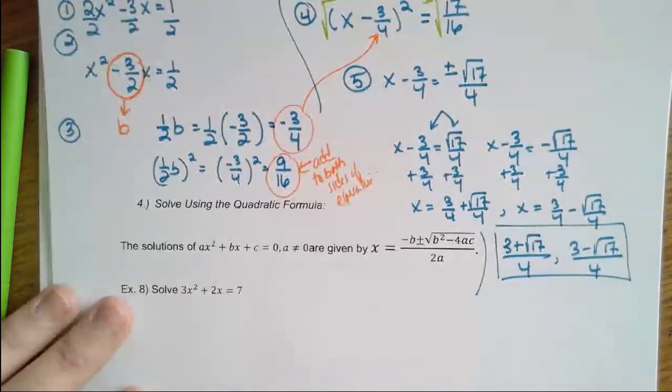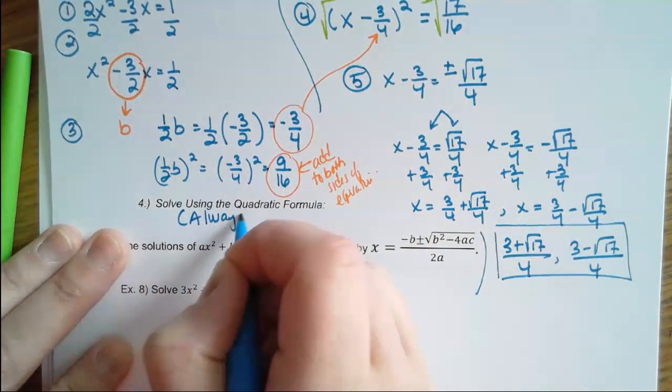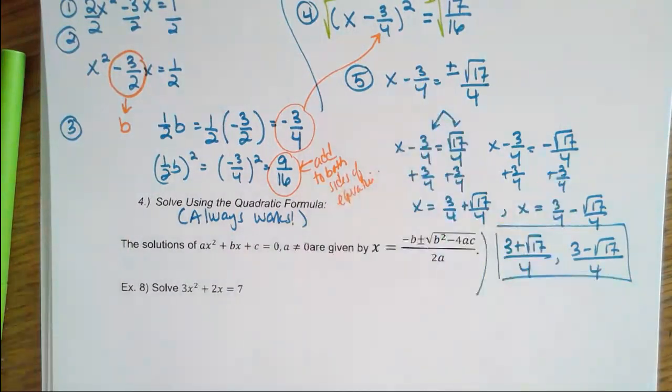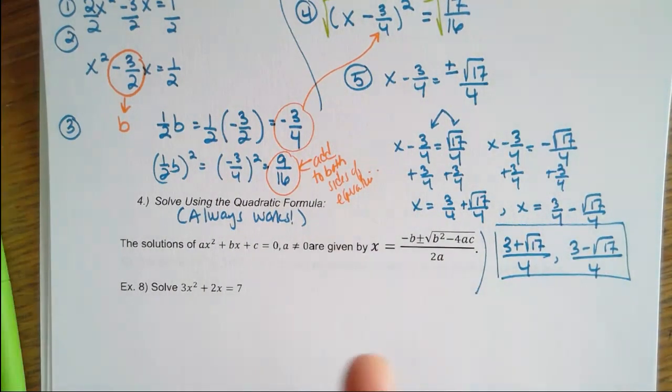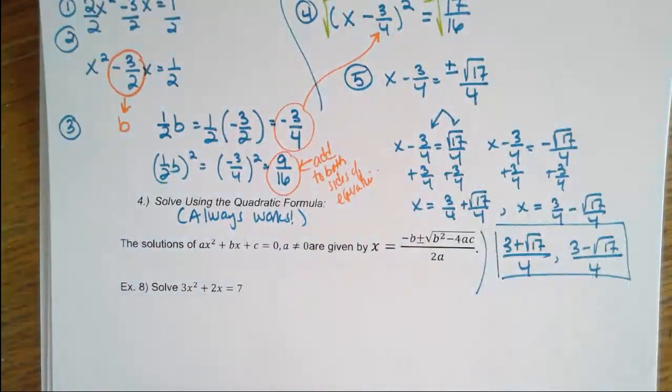Now, the fourth strategy is the quadratic formula, and this one always works as well. And it tends to be a lot faster than completing the square. So this tends to be a favorite of students because it does work. And what happens is it gives you a formula to plug into to solve for x. It is derived from the strategy that we just saw. So if you're interested in looking more about that, you can, but we're not going to worry about the derivation. I'm just going to show you how to use it.